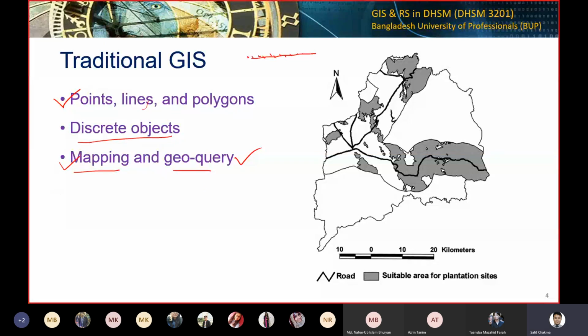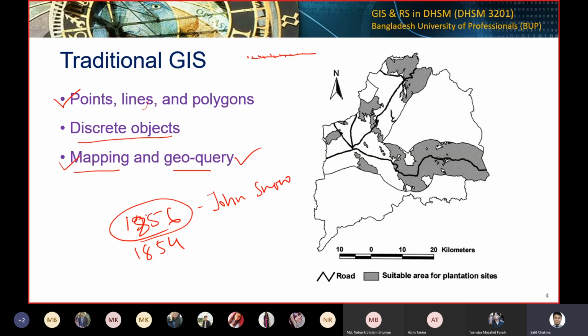We map out everything. Before the starting of traditional GIS in 1856, or 1854, if I recall correctly, this is the right year, John Snow created the cholera outbreak map in London. So that was the beginning of this traditional GIS or historical GIS.